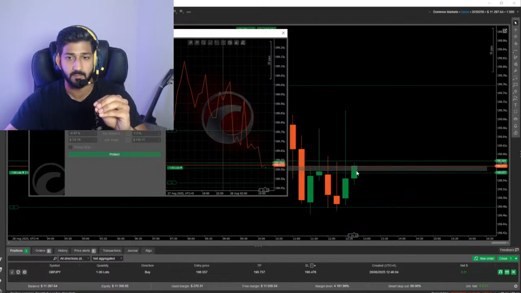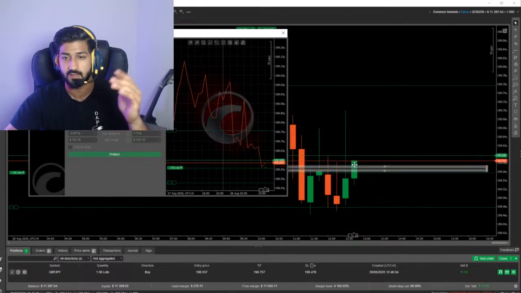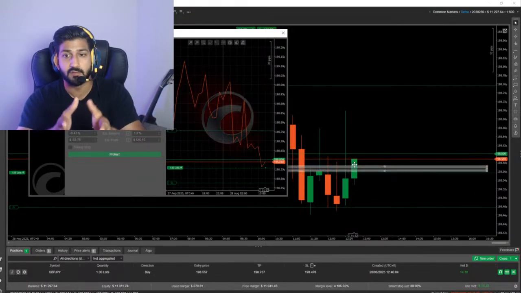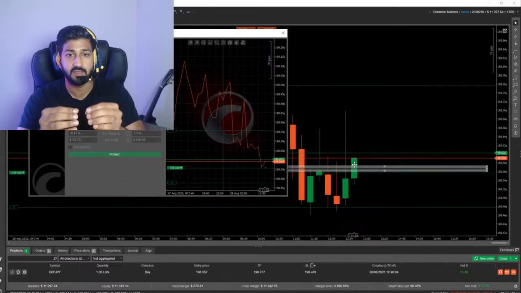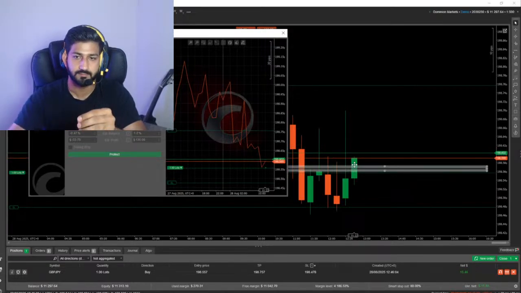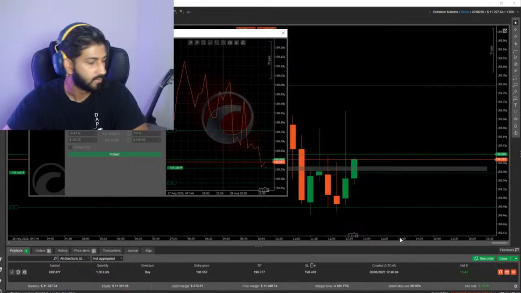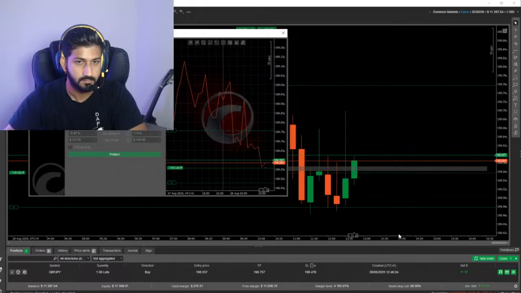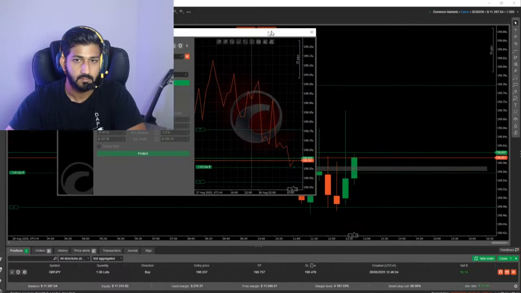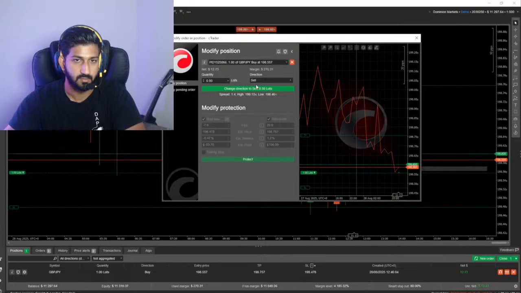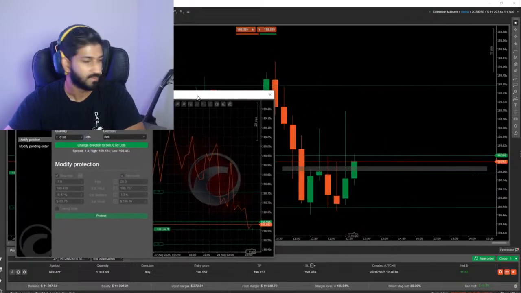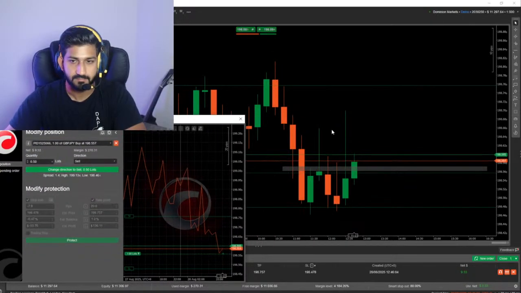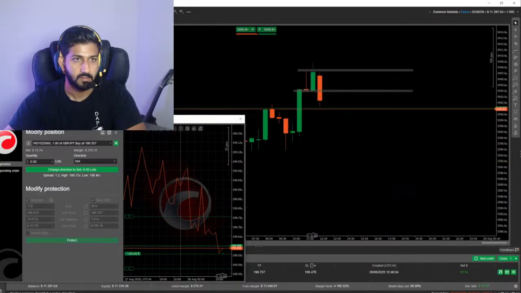And if I do win, then I'm winning big. The whole idea of trading is to lose less. As long as you're losing less and you're sticking to your plan, you're inevitably going to be a profitable trader. By the way, this is the modifying the position panel. I think it was hidden behind the webcam. I'll leave this here.